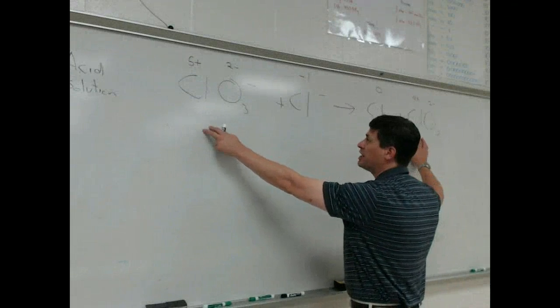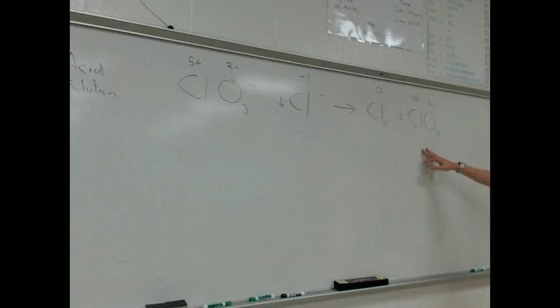So chlorine here is 5 plus. It's 4 plus here. Is that an oxidation or a reduction? Oxidation. How do you know? It gained an electron. It became a positive. It lost the proton. It's a reduction. It's becoming more negative. So that is our reduction. Right? Yeah. I like to write the oxidation first.